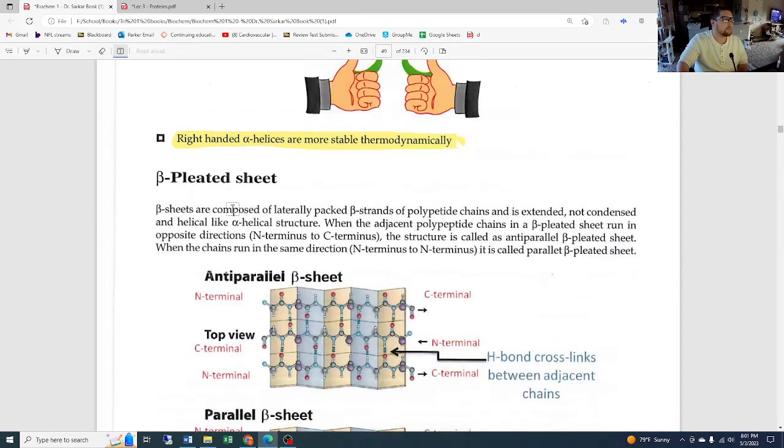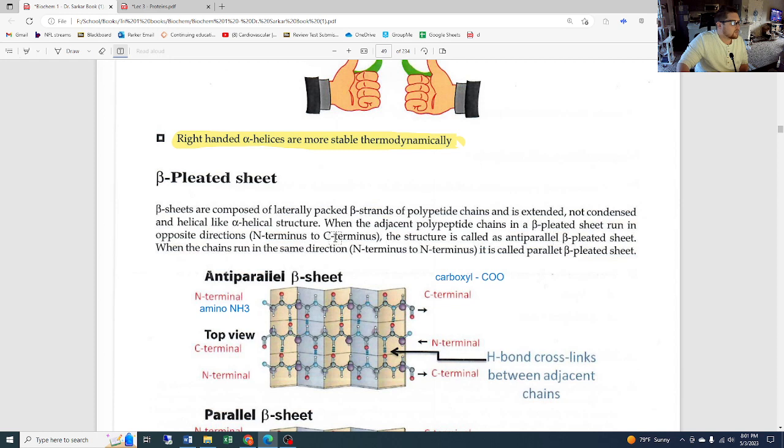Okay. Beta pleated sheets. Beta sheets are composed of laterally packed beta strands of polypeptide chains and is extended, not condensed. It is extended, not condensed, and helical like the alpha helical structure. When the adjacent polypeptide chains in a beta pleated sheet run in opposite directions, N-terminus being that amino, the nitrogen terminus, to the C-terminus, C-terminal being that carboxyl group. Remember that COO, and this was our NH3.